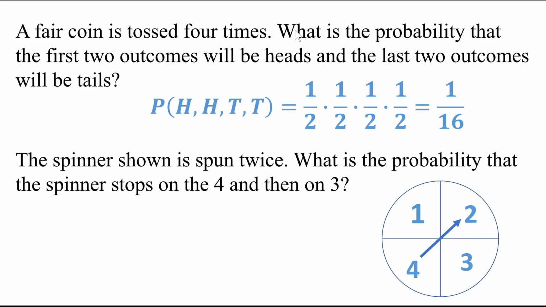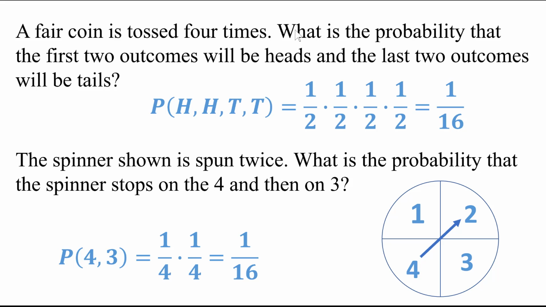All right, now the spinner shown is spun twice. What is the probability that the spinner stops on the 4 first and then on the 3? So you're spinning it twice, and you want to know the probability of getting a 4 first and then a 3 on your second spin. All right, same thing. You can just look at each of the individual probabilities. The probability of getting a 4 is 1 out of 4, 1/4.